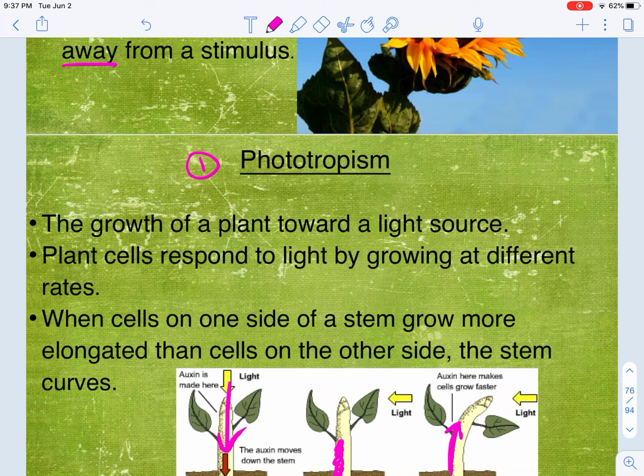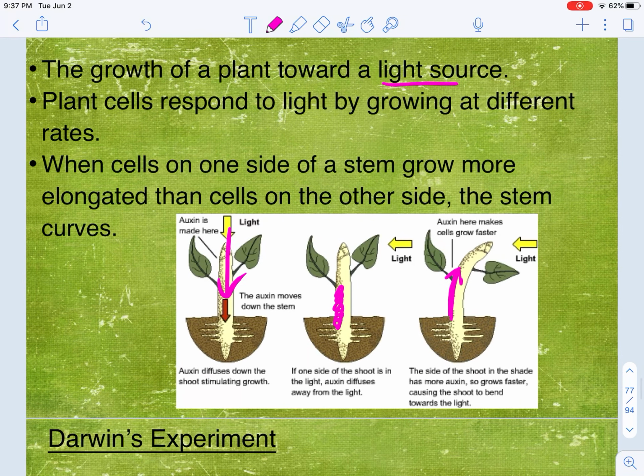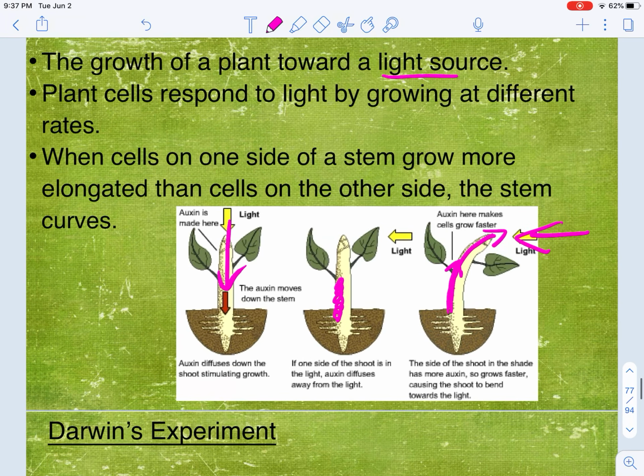The first one we'll talk about is phototropism, which is when a plant grows towards light. So basically, we know that if the light is shining this way, our plant is going to grow towards it. And you can turn your plant, but it will still grow towards the light.